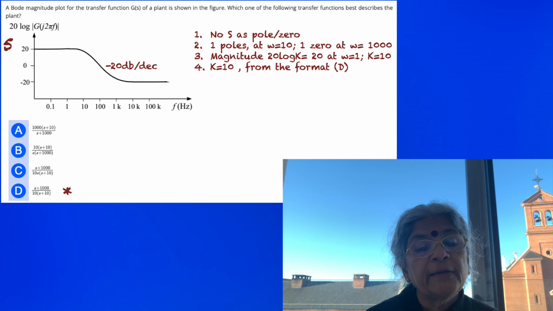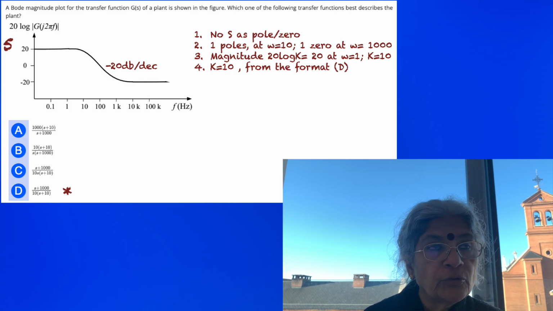So there's a pole at s equal to 10, or s plus 10 is acceptable in this case. Thereafter, the minus 20 dB per decade descent is offset by a 0, and that happens at omega equal to 1000 or 1k, omega equivalent to 1000 because it's given in hertz. So we can say that you will have on the numerator s plus 1000.